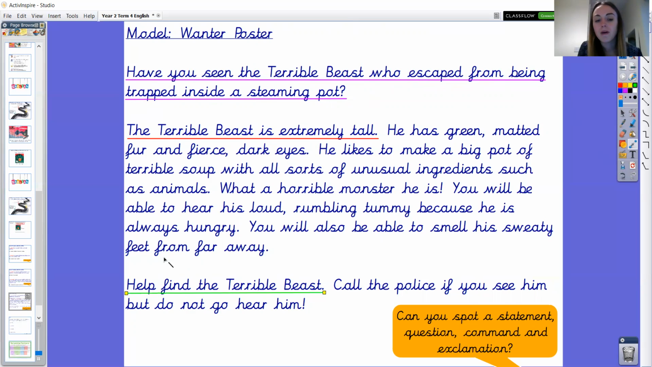So the verb I have used at the start is help. I'm asking for somebody to help me find the terrible beast. So help find the terrible beast. And find is also a verb as well. There's another command I've used here.